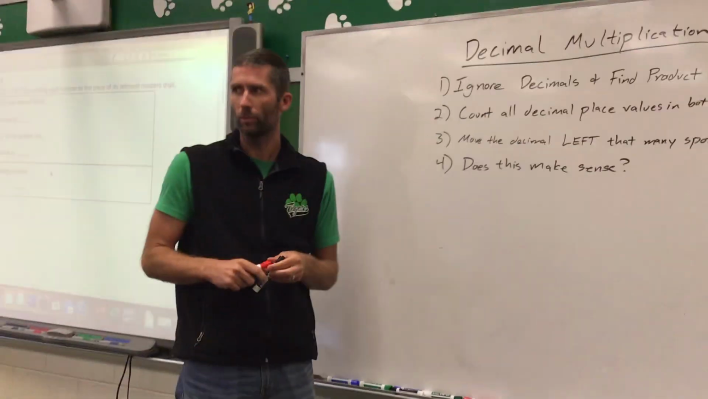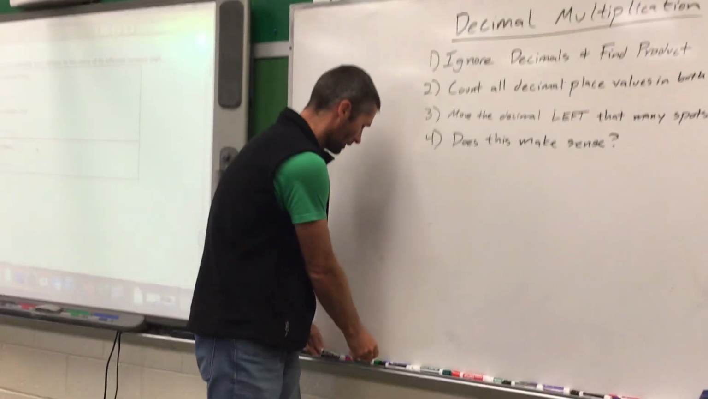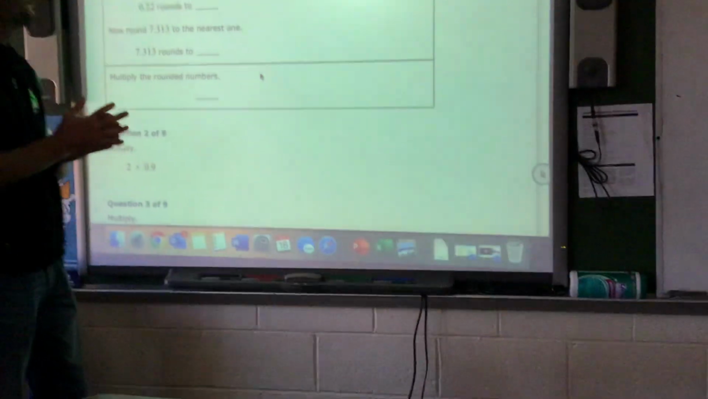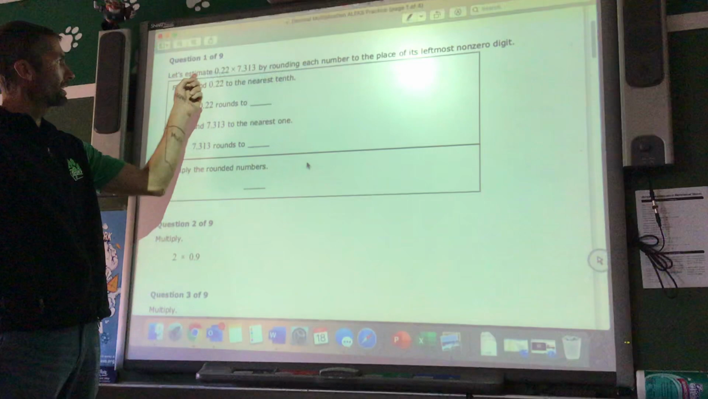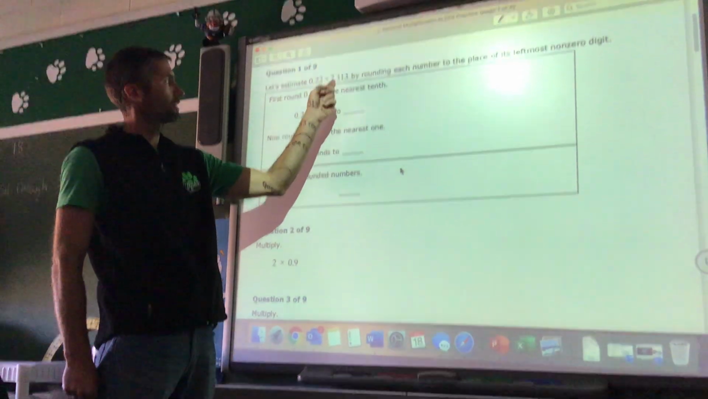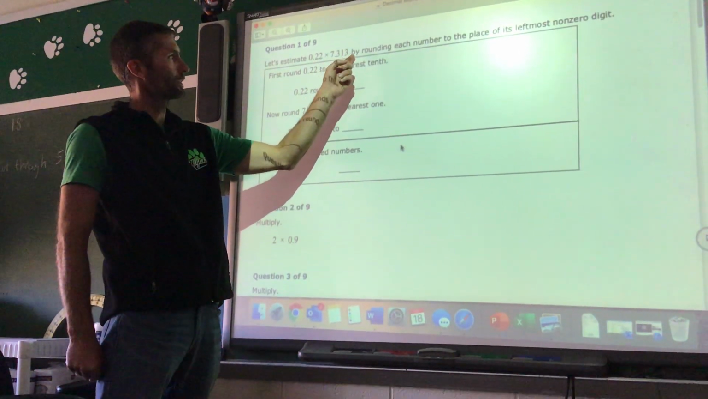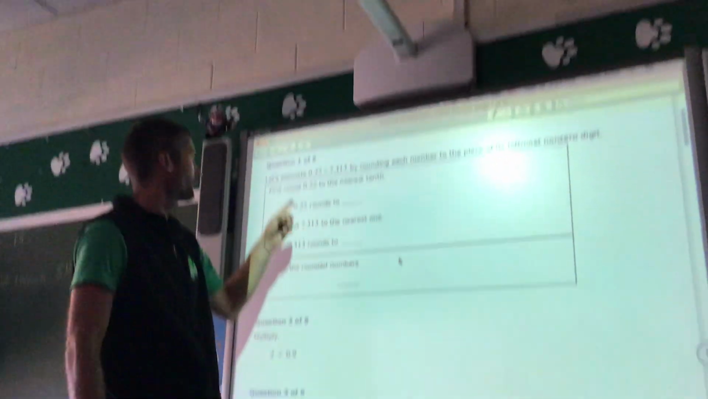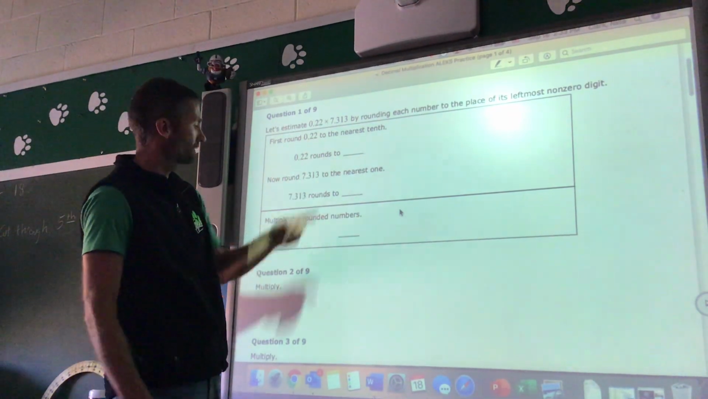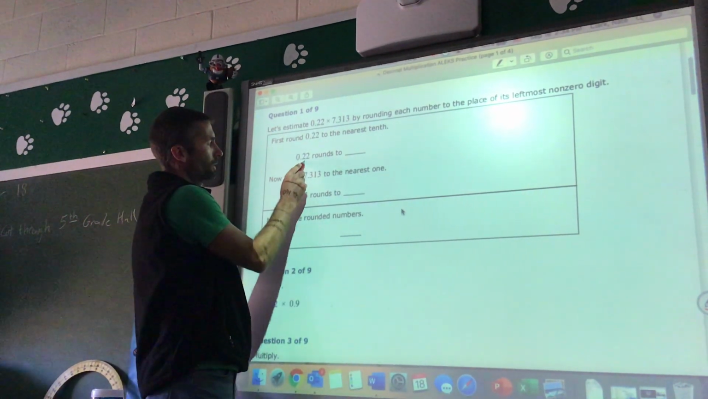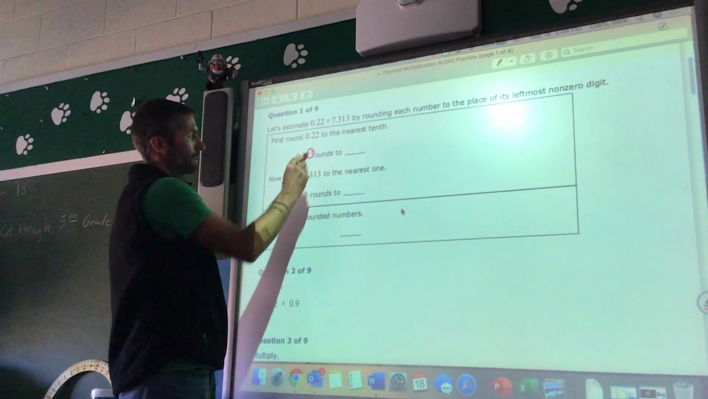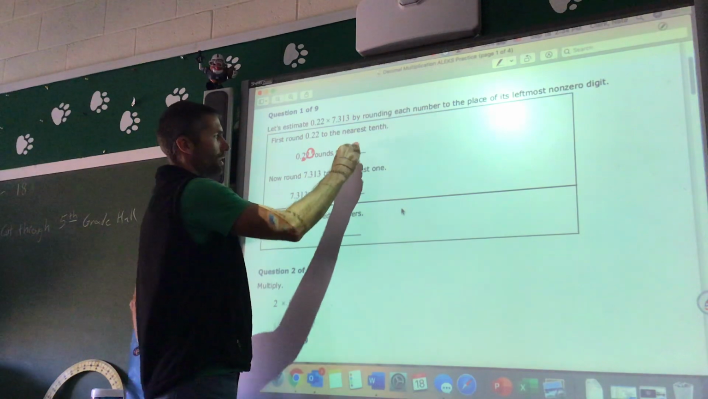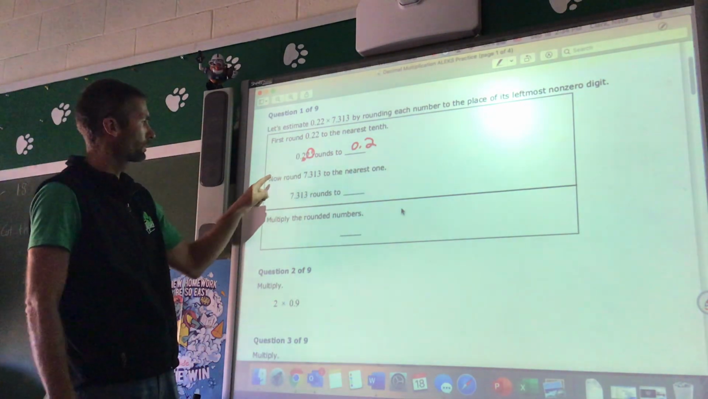Okay, let's look at a couple of practice problems on your homework assignment here. All right, so this wants us to estimate 22 hundredths times 7 and 313 thousandths by rounding each number to the place of its leftmost non-zero digit. So this is rounding a little different than I did. First, round this to the nearest tenth. So to round to the nearest tenth, we look at the tenths column, the 2. We look at the 2 next to it to see if it stays the same or goes up. It stays the same. So 0.2 because it's 4 or lower.